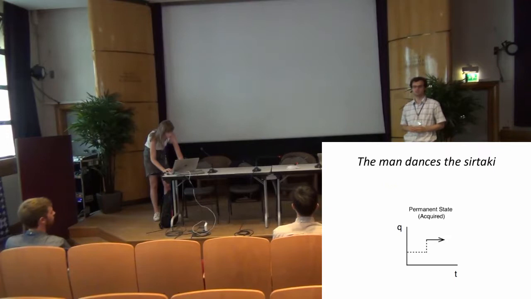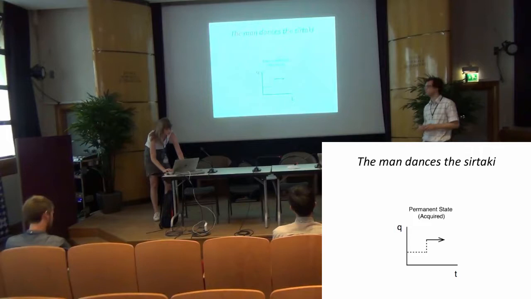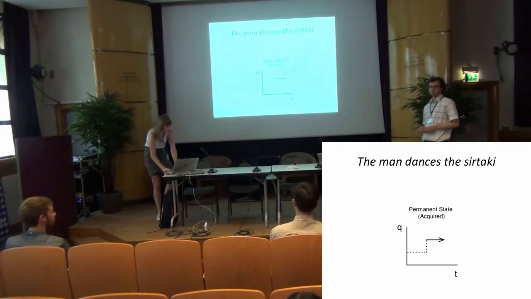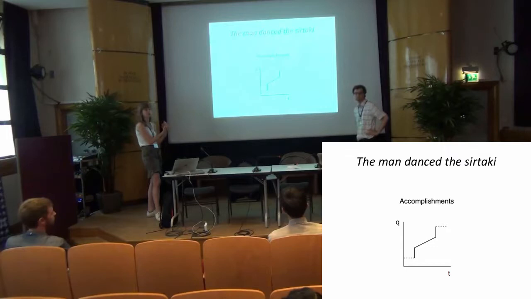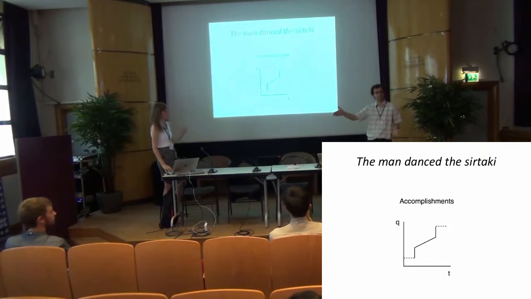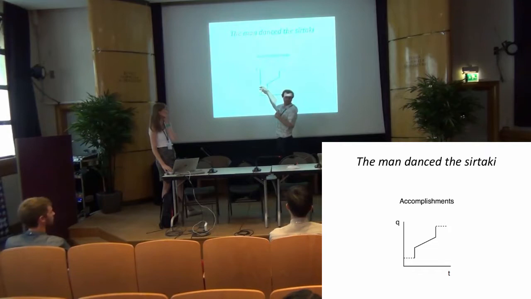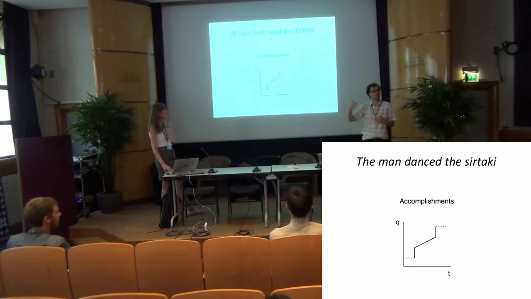I will maybe show 2 more. Then he talks about the man dances the sirtaki. Croft also analyzes this as a permanent state, a generic property, although it's an acquired property. He wasn't born dancing the sirtaki. Then the man danced the sirtaki, in the preterite, is an accomplishment. Because you start the sirtaki as a dancer, you dance it from the beginning to the end, and you go from a state in which the sirtaki is not danced to one in which it is danced. You can also stop midway without completing, but it's like an accomplishment, and it's finished at the end, when you have danced the sirtaki.